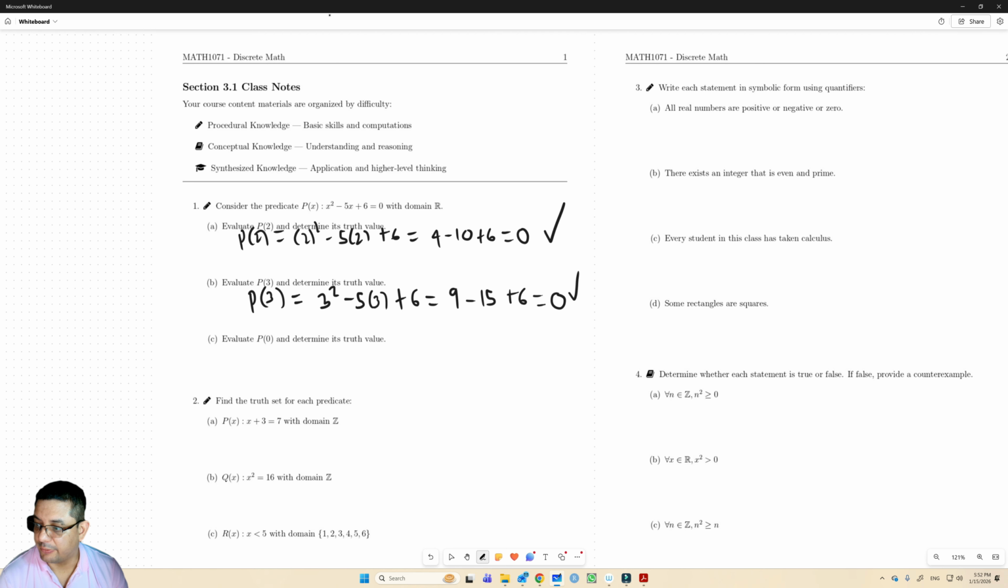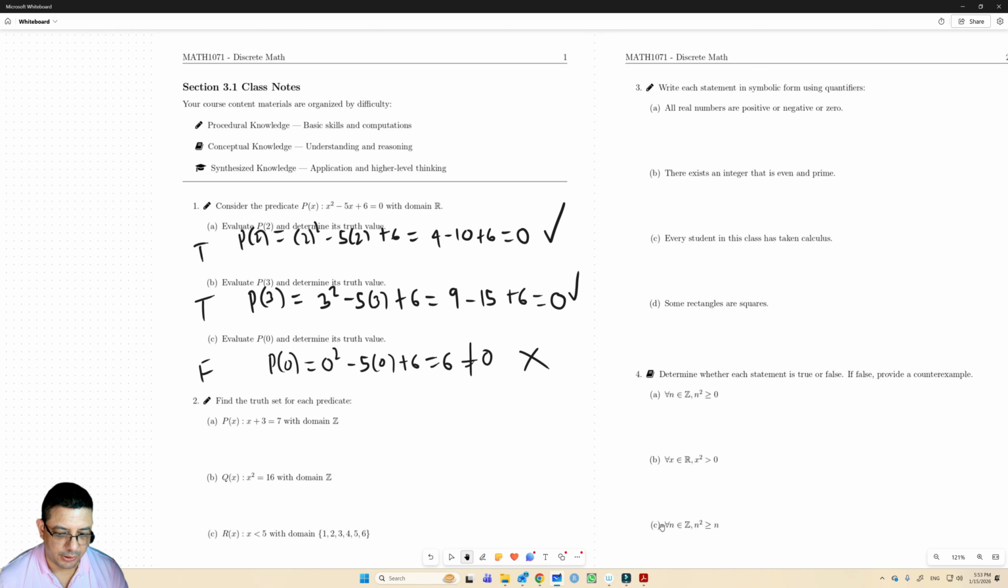So that also works. Now, P(0) is 0 squared minus 5 times 0 plus 6. This is actually going to be equal to 6, which is different from 0. So it's not going to be true. So the value of P(0) is false. So this will be true, true, and false.